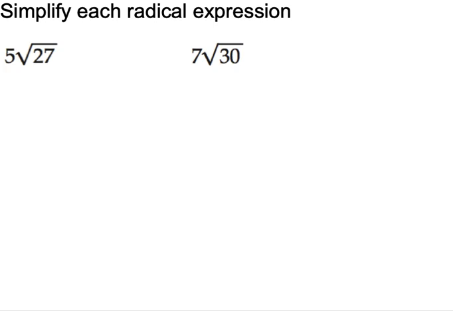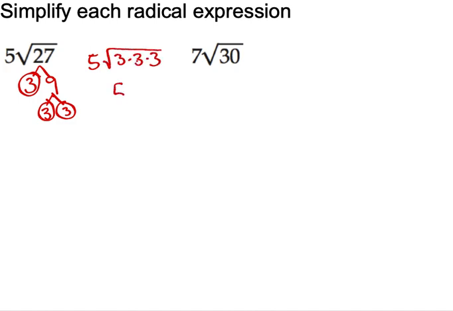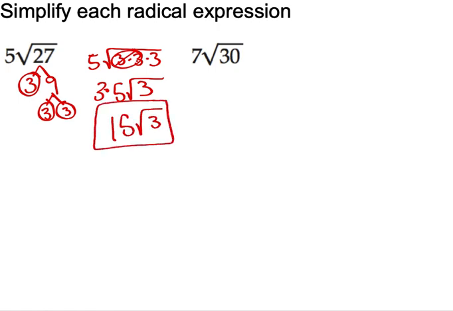First, doing method 1. 27 is 3 times 9. 9 is 3 times 3. This is 5 times the square root of 3 times 3 times 3. I'm going to copy down the 5 in the square root. I can pull out a set of 3's. That's 3 times 5, not 35. And there's a 3 left inside. 3 times 5 is 15. I get 15 square roots of 3.